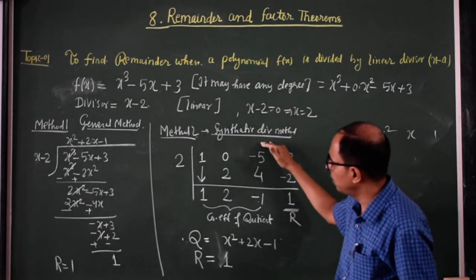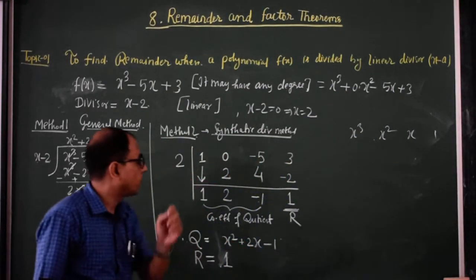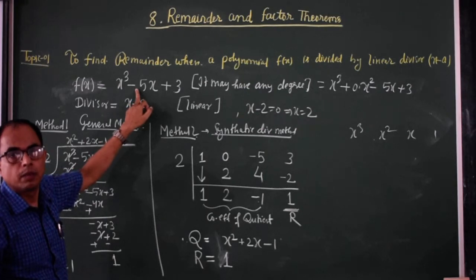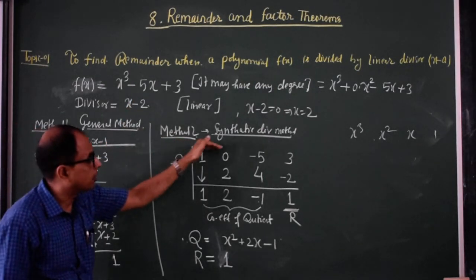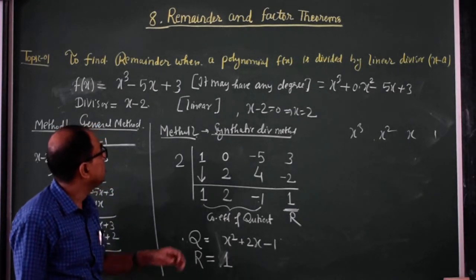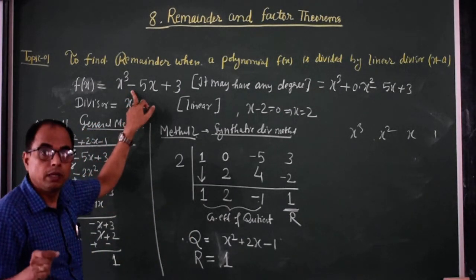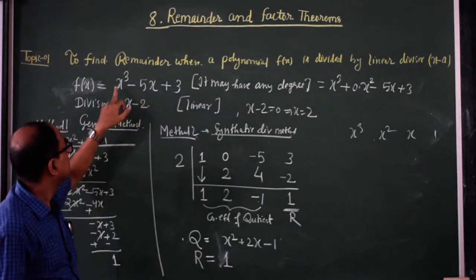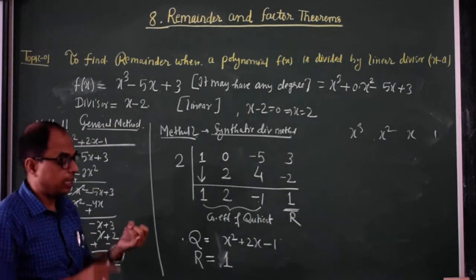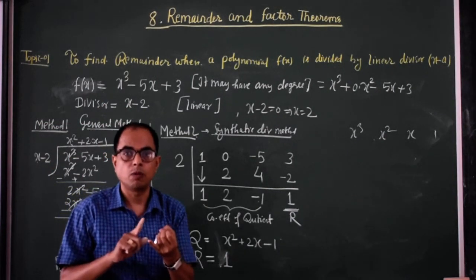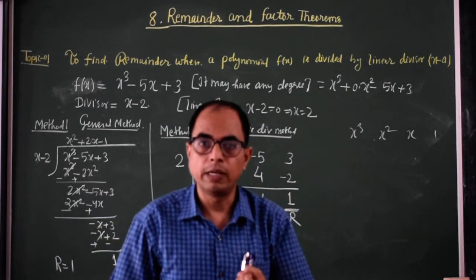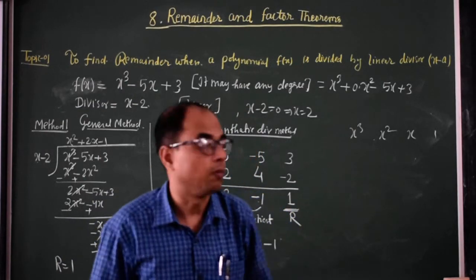Now in this method, you have to be very careful that the polynomial should be complete. What is the meaning of a complete polynomial? It means there should be a term of each degree. Here the highest degree is 3, so there should be a term of degree 3, a term of degree 2, a term of degree 1, and a constant term.